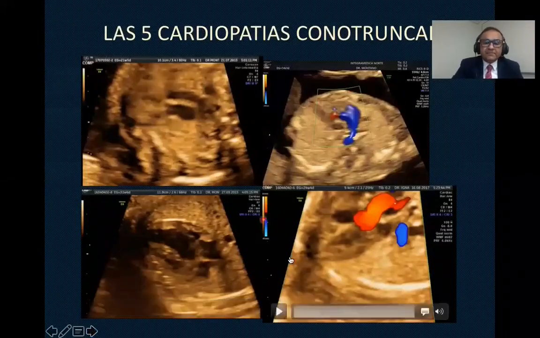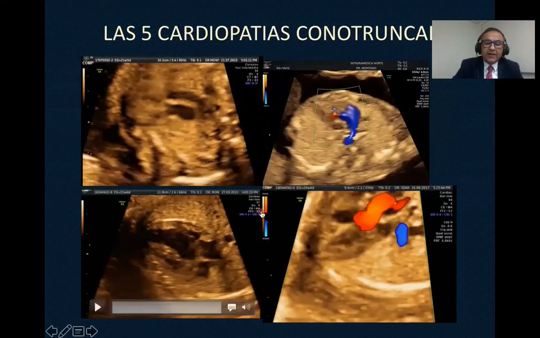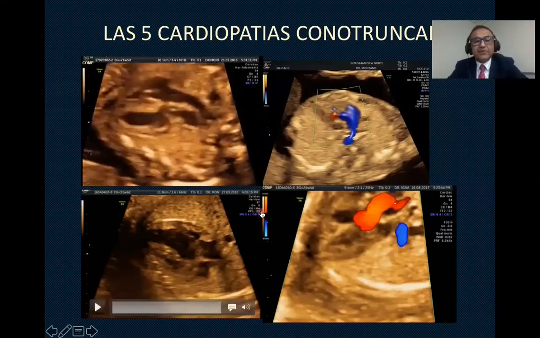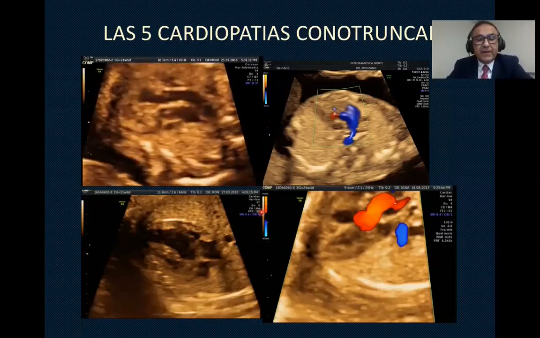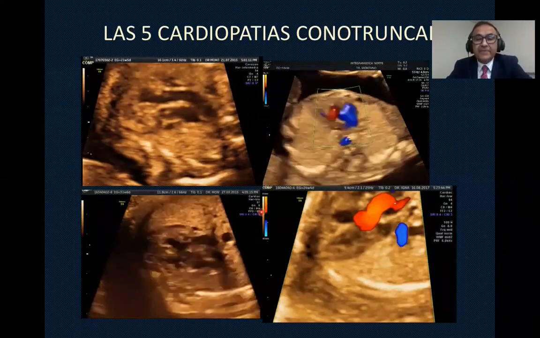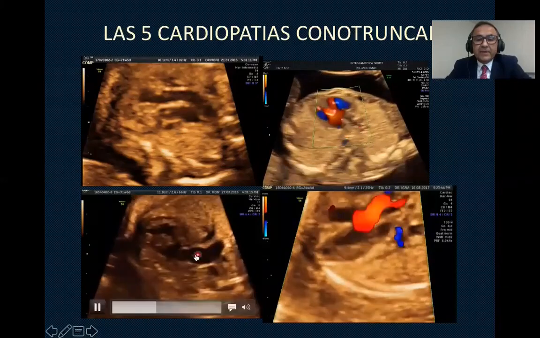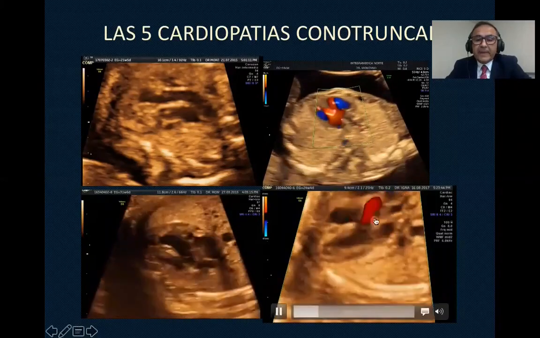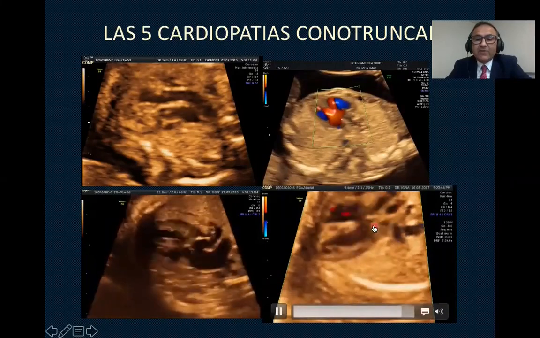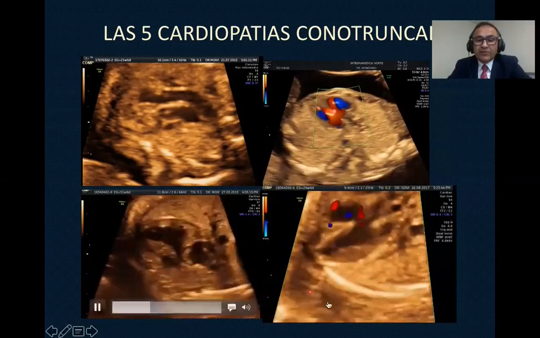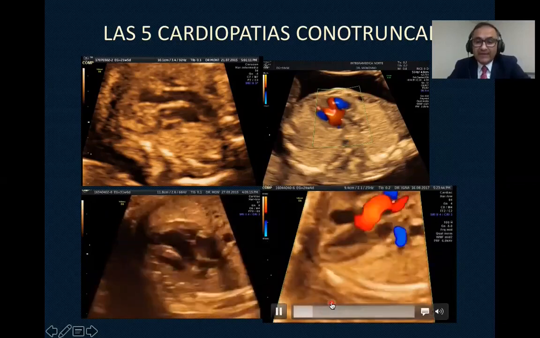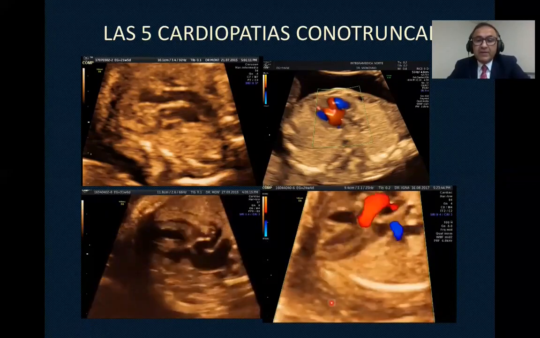To wrap up, here we are going to list the 5 conotruncal heart diseases. Transposition of the great arteries, the least often diagnosed and the most difficult, because it is not associated with any chromosomal abnormality, and only very rarely with extracardiac abnormalities. Double outlet right ventricle, Truncus Arteriosus, and the Tetralogy of Fallot complex. All 4 have a normal 4-chamber view, and therefore their diagnosis must be made using the outflow tracts and the 3-vessel trachea view.